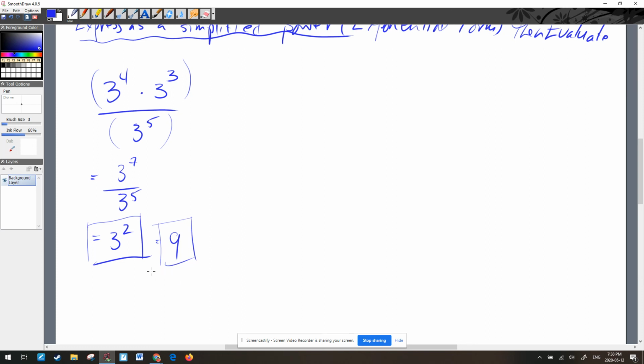Okay, I could have also asked for the expanded form in theory, although it would be rare I would ever do that. The expanded form would simply be 3 times 3. Okay, so let's try another one. Let's try one that's a little bit more challenging. How about if we had (3ab squared) cubed times (3 squared a squared b to the 4th) to the 5th.